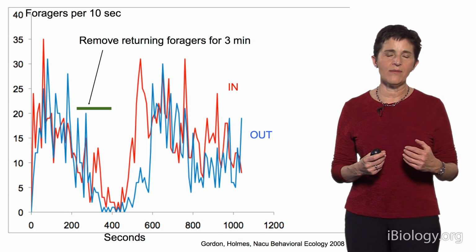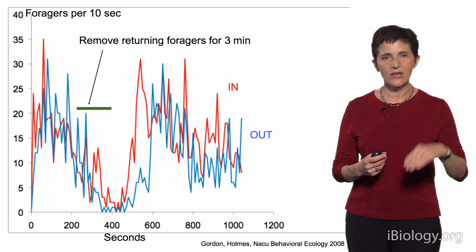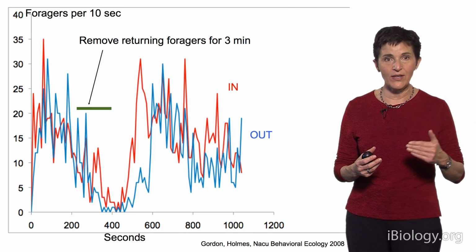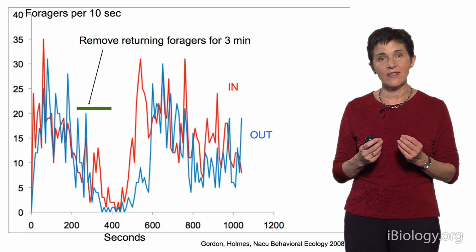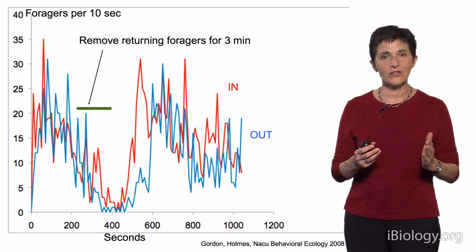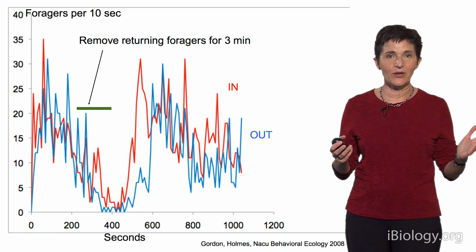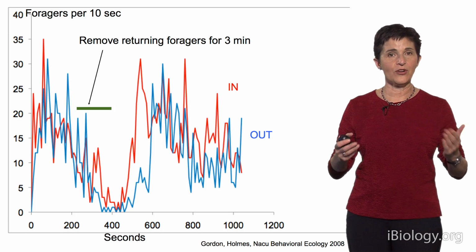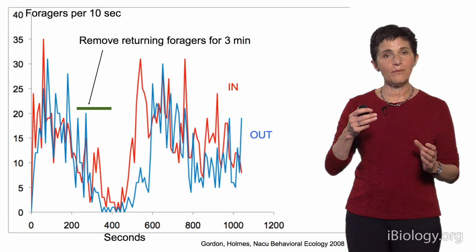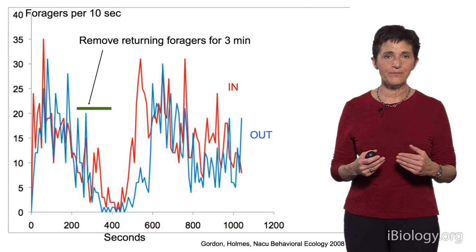So you can see that during the time that we're removing returning foragers, the red line, the rate at which foragers are coming in, goes way down because we're picking up the foragers. And at the same time, the rate at which foragers are leaving the nest goes down also because the ants inside the nest are not meeting the returning foragers. And then we stop collecting the returning foragers, so they start to go back, and the red line goes way up because we're not interfering anymore, and so the foragers are continuing to return. And after a little lag, which is interesting, the rate at which they go out picks up again, and they start leaving the nest again in response to the returning foragers.